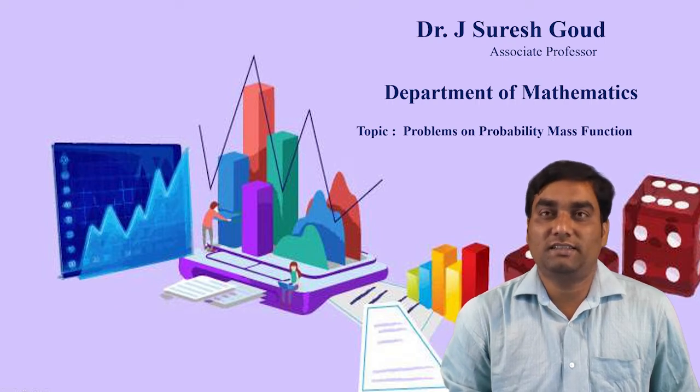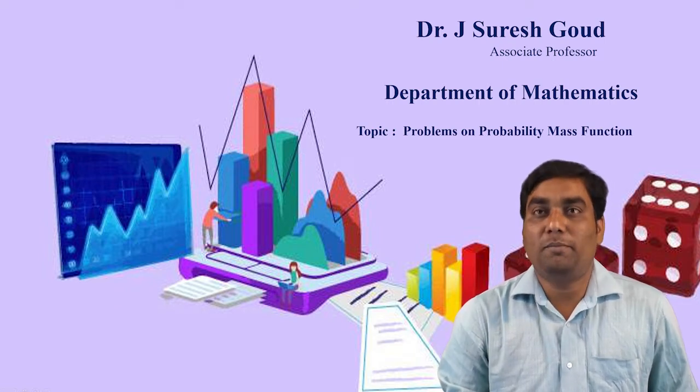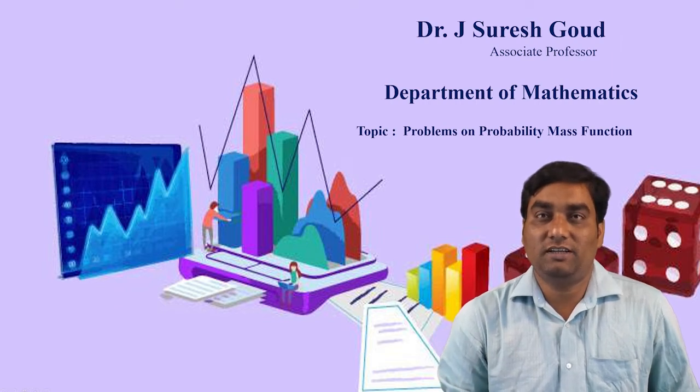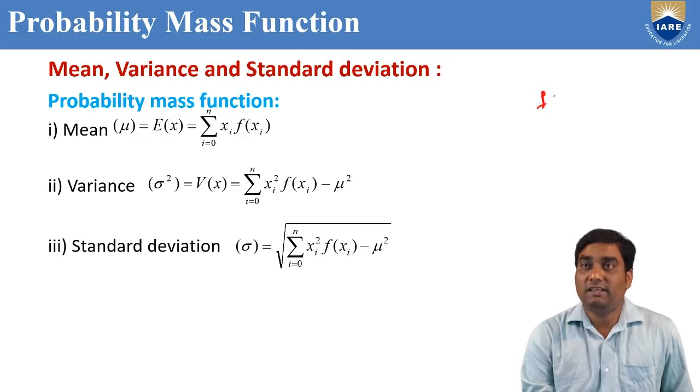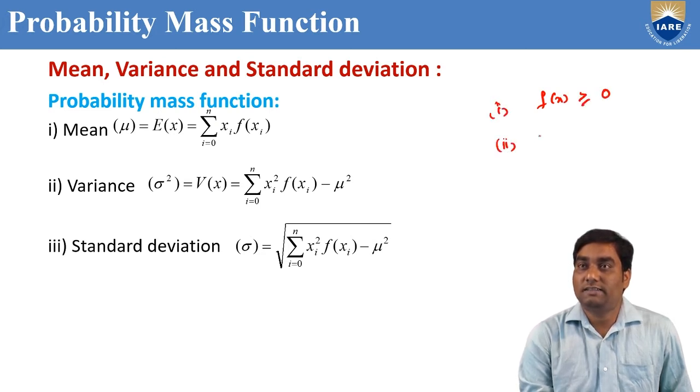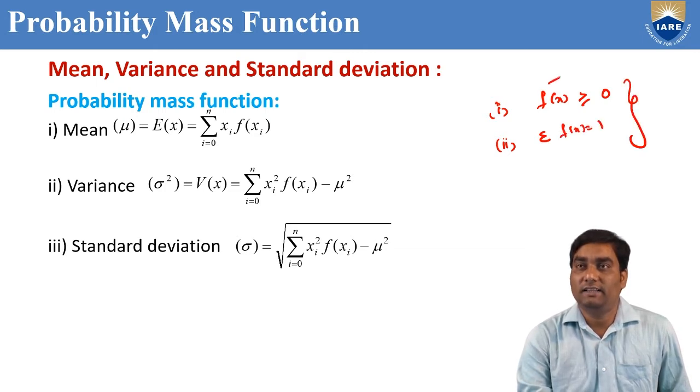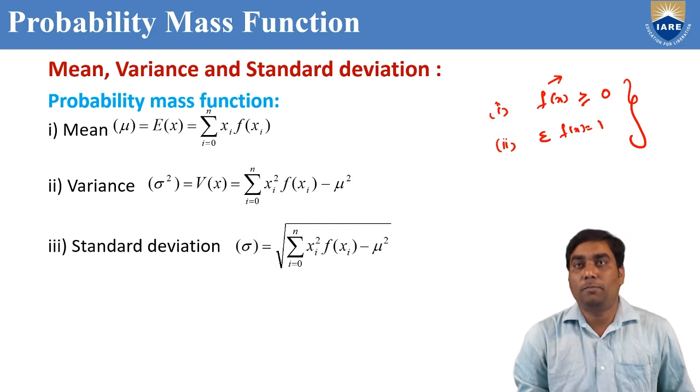Today we are going to discuss the topic problems on probability mass function. In the previous session, we discussed what a probability mass function is and when a function is a probability mass function. If two conditions are satisfied, first f of x greater than or equal to 0, and second sigma f of x equal to 1, then the function f of x is known as a probability mass function, or we can call it a discrete probability distribution.